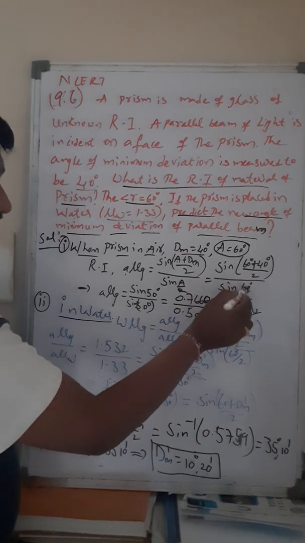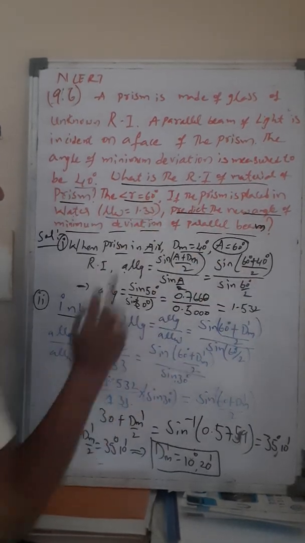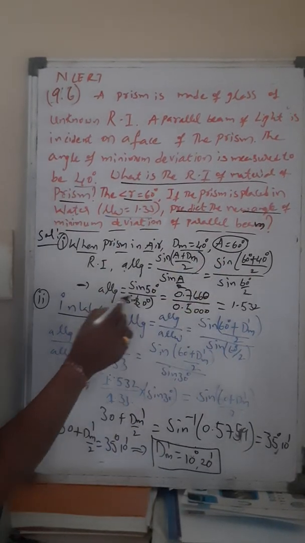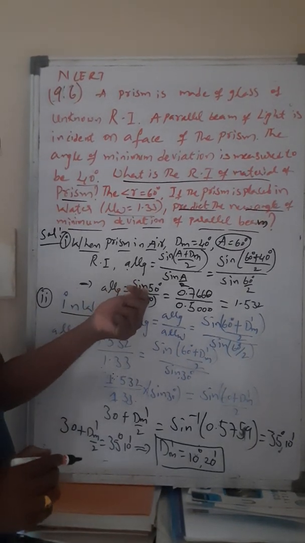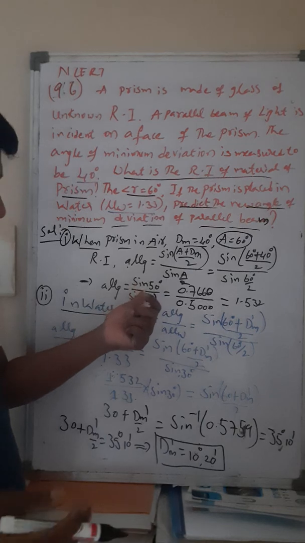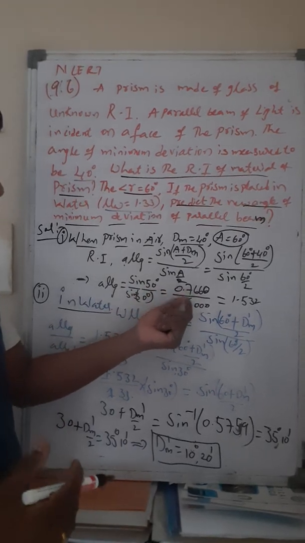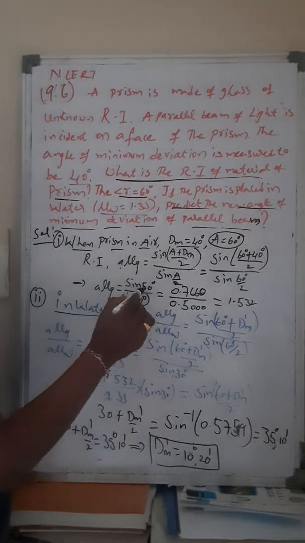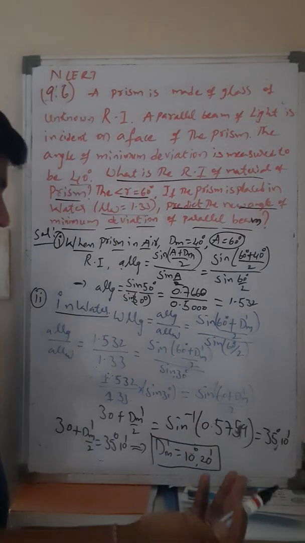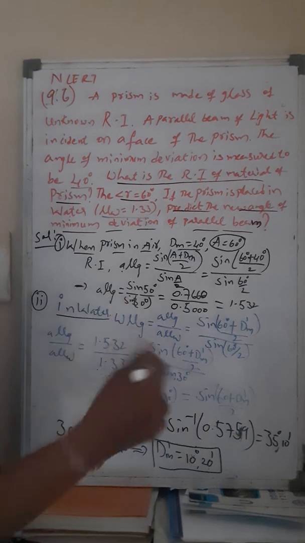60 by 2 gives 30 degrees, and 100 by 2 gives 50. So sine 50 by sine 30. Here is a little difficulty: we should know the sine 50 value, otherwise we should use a calculator. But in the exam we should remember these values, so try to remember the standard values. Or if you are a math student, you can derive it also.